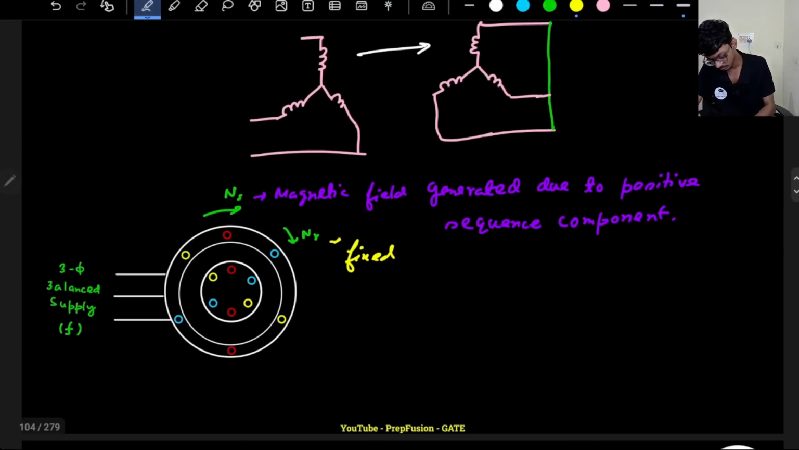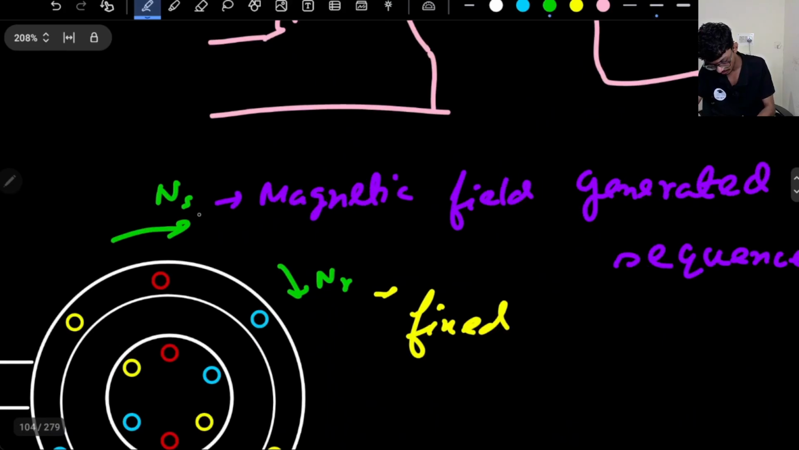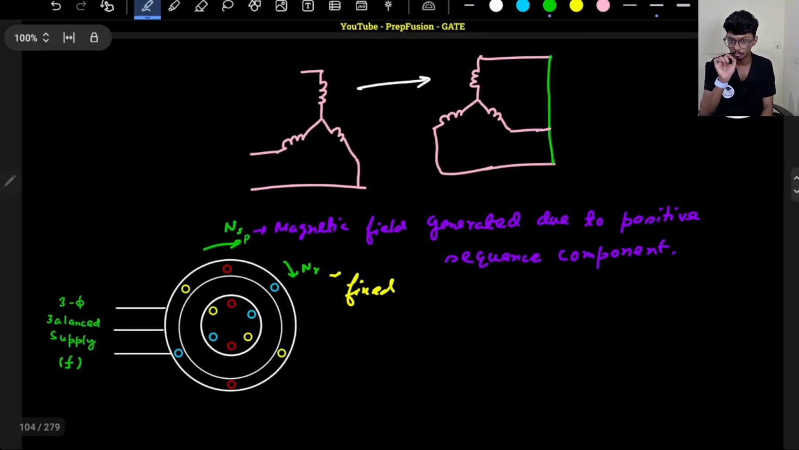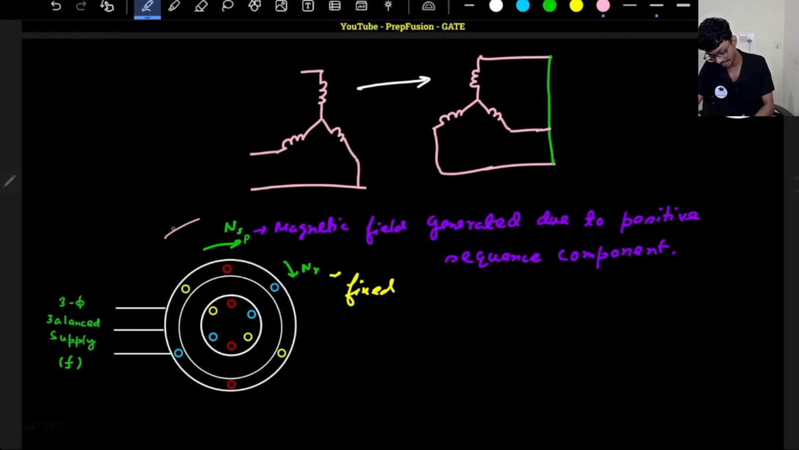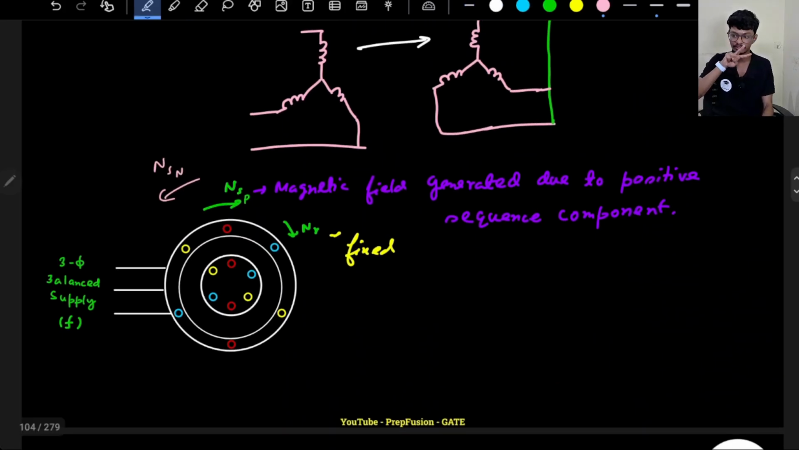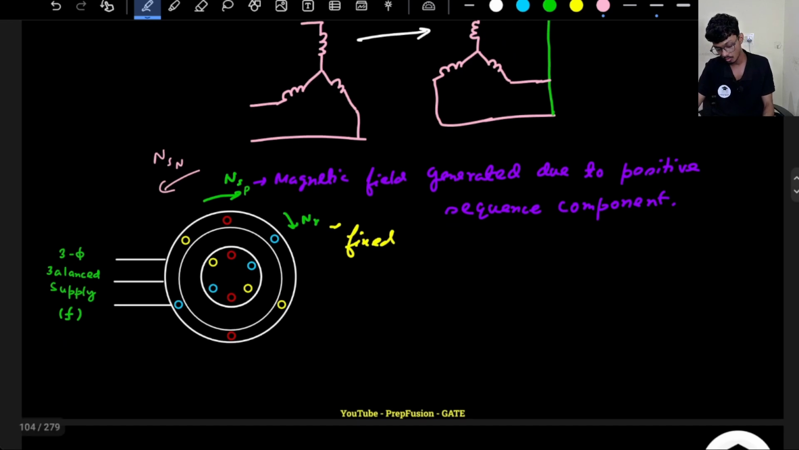So this is Nsp, that is the direction of the magnetic field of the positive sequence component. The Nsn will be in the opposite direction. That is the speed of the rotating magnetic field of the negative sequence component. So if it is in the opposite direction, how do I find out the frequency induced due to this? F2 due to the negative sequence component will be P by 120 into the relative speed.